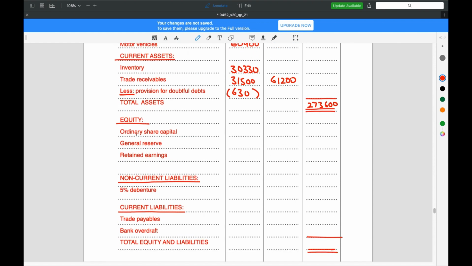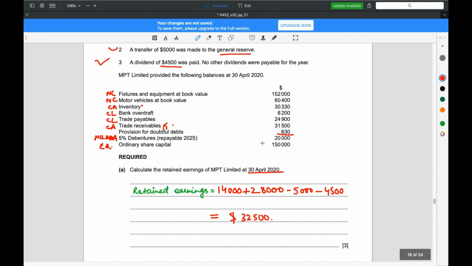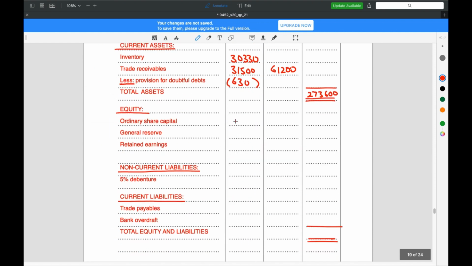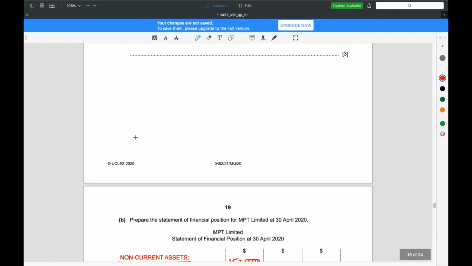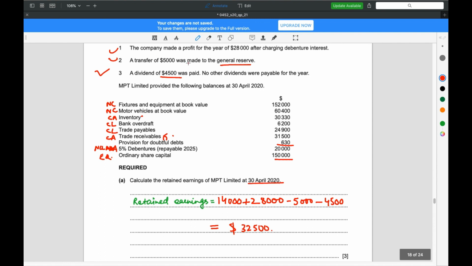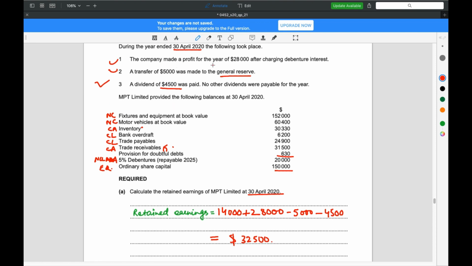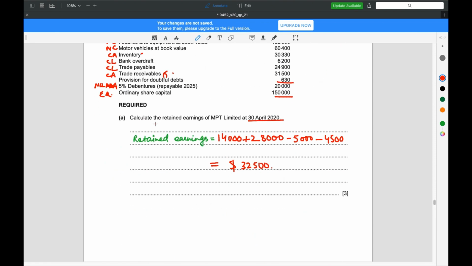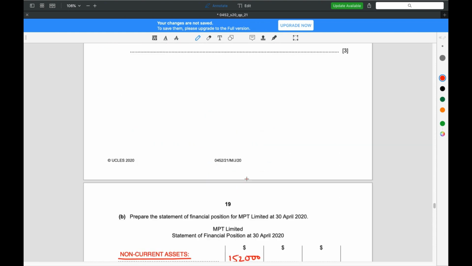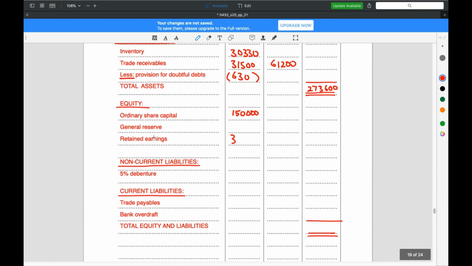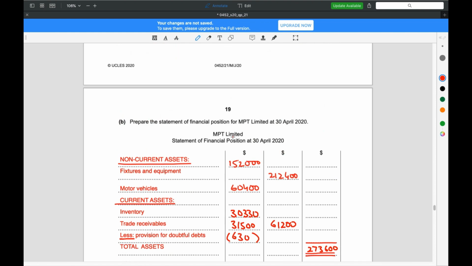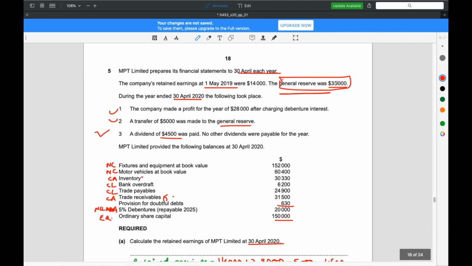All right, so running them down, ordinary share capital he's given you at $150,000. So write that down, 150. And do not forget, because he hasn't given you the retained earnings and the general reserve down here, that doesn't mean that you don't have to write it in the balance sheet. If he's made a reference to it, it has to be on the balance sheet. So you calculated the retained earnings at the end of the year. That is $32,500. So you can just write that down in front of the retained earnings, $32,500. And then you have the general reserve, which is $35,000 at the start of the year.